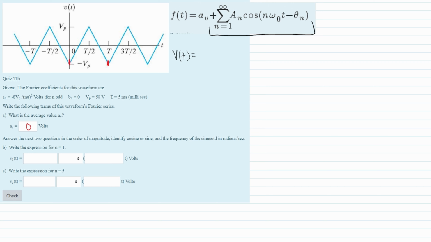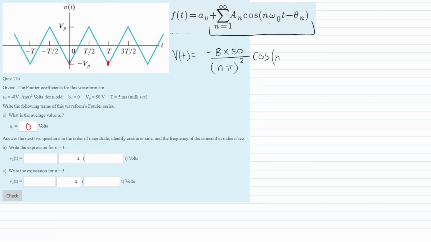So we are going to have our a of n, which we know to be -8 Vp over n pi squared. So we're going to have that out front. We're going to have the -8. We know our Vp is given to us as 50 volts, so we're going to multiply this by 50. We're going to plug in everything that we have. We're going to have our n pi, and this is all squared. And this is being multiplied by this cosine. So we're going to have cosine, and then we're going to have our n, just n like this.